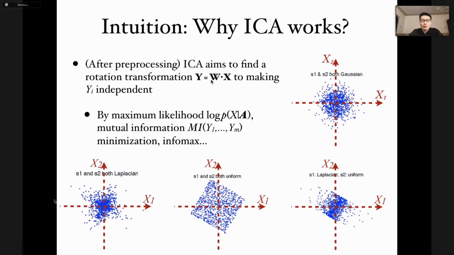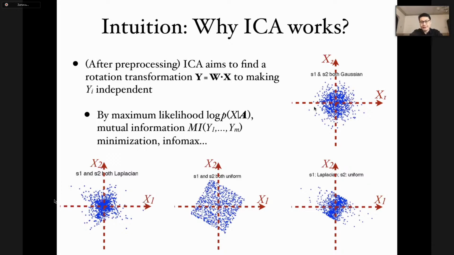After this, we just need to find a rotation, or orthogonal transformation, to further make the outputs independent. So the first step is standard. You can just do EVD or SVD decomposition, and then you can whiten the data. Now let's try to find a rotation or orthogonal transformation to make the components of y independent.